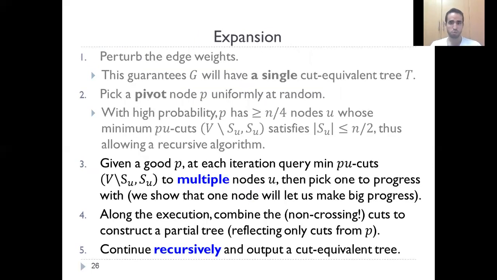Now, let's assume we have a good pivot, one with this property. And then at each iteration, we query minimum PU cuts to multiple nodes U, and then we pick just one of them to progress with. What we show is that indeed one of them will allow us to make a big enough progress in the algorithm. Then when we have this cut, we incorporate it into the tree that is being constructed. We know that this cut does not cross any of the previous cuts, so we can in fact incorporate it into the tree. And eventually we'll have a tree that reflects all of the cuts from P. Now we continue recursively on every one of the supernodes to have a cut equivalent tree for the entire graph.